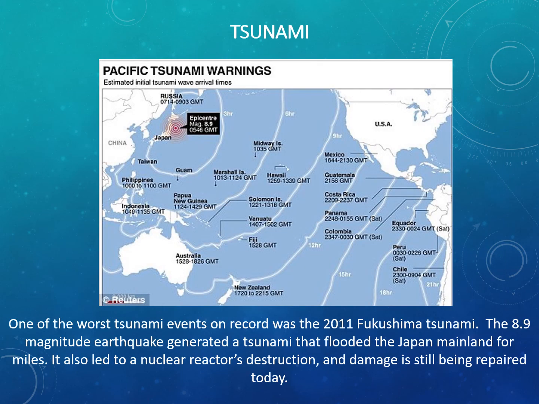One of the worst tsunami events on record, and the more recent ones, was the 2011 Fukushima tsunami. The 8.9 magnitude earthquake that was offshore of Japan created a tsunami that flooded the mainland for miles. It also led to a nuclear reactor's destruction, and damage is still being repaired today from this event. The diagram on this slide shows the time the tsunami wave from the 2011 event was felt from the epicenter of the earthquake. By the time it had reached Southern California, the tsunami event was no more than a storm surge, but the damage done to the Japanese coastline was absolutely devastating.